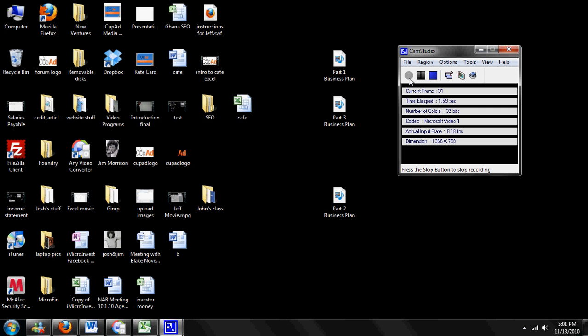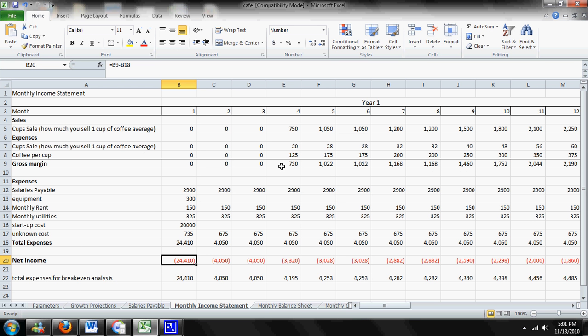Alright, this is Josh with CupAd, and this is part 6 of the cash flow management series. And today we're talking about income statements. This is the income statement that's in the Cafe Financial Model that you can download off our website.